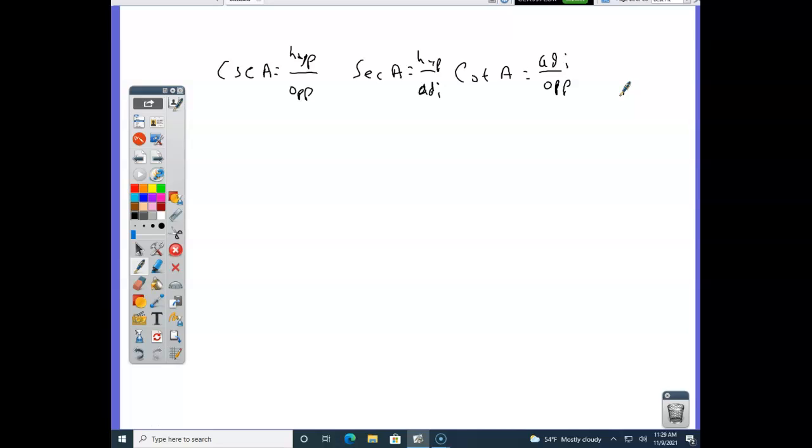So sine of A is equal to 1 over cosecant of A. Cosine of A is equal to 1 over secant of A. And tangent of A is equal to 1 over cotangent of A.